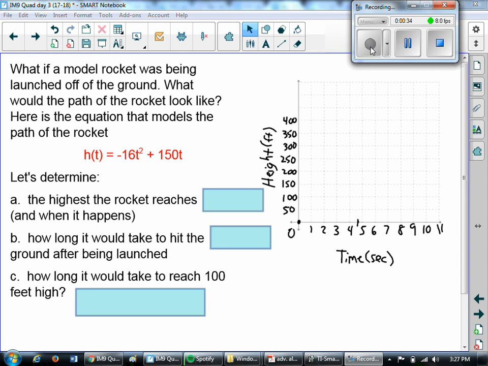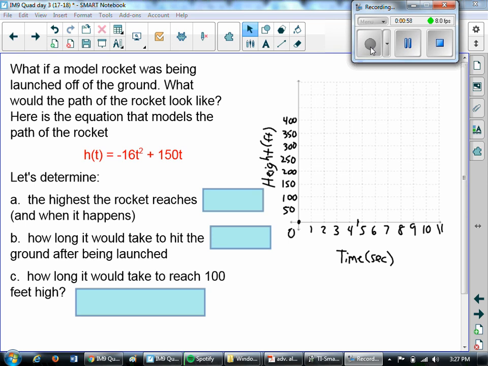Okay, so we're given the problem: what if a model rocket is being launched off the ground, which means it starts at 0 feet at 0 seconds? What would the path of the rocket look like? Here's the equation that models the path of the rocket. Again, height is a function of time. So you've seen I've gone ahead and labeled my graph with time on the x-axis, height on the y-axis, and I chose some values because I already know those values.